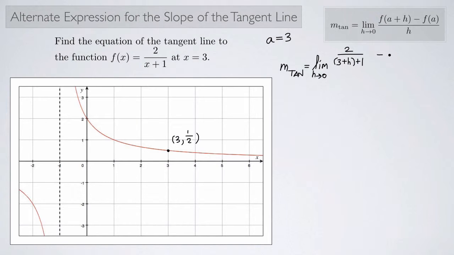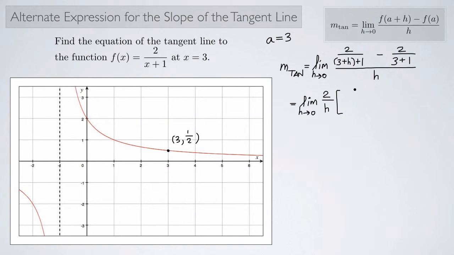And then we have minus f of a, or f of 3. So that's 2 over 3 plus 1. And that's all over h. Okay, now we just have to do some algebra on this. So this is equal to the limit as h approaches 0 of, and I have a 2 and a 2 here, and then an h down here. I can kind of factor that out. Maybe I'll just put that out front here, and then worry about everything else.